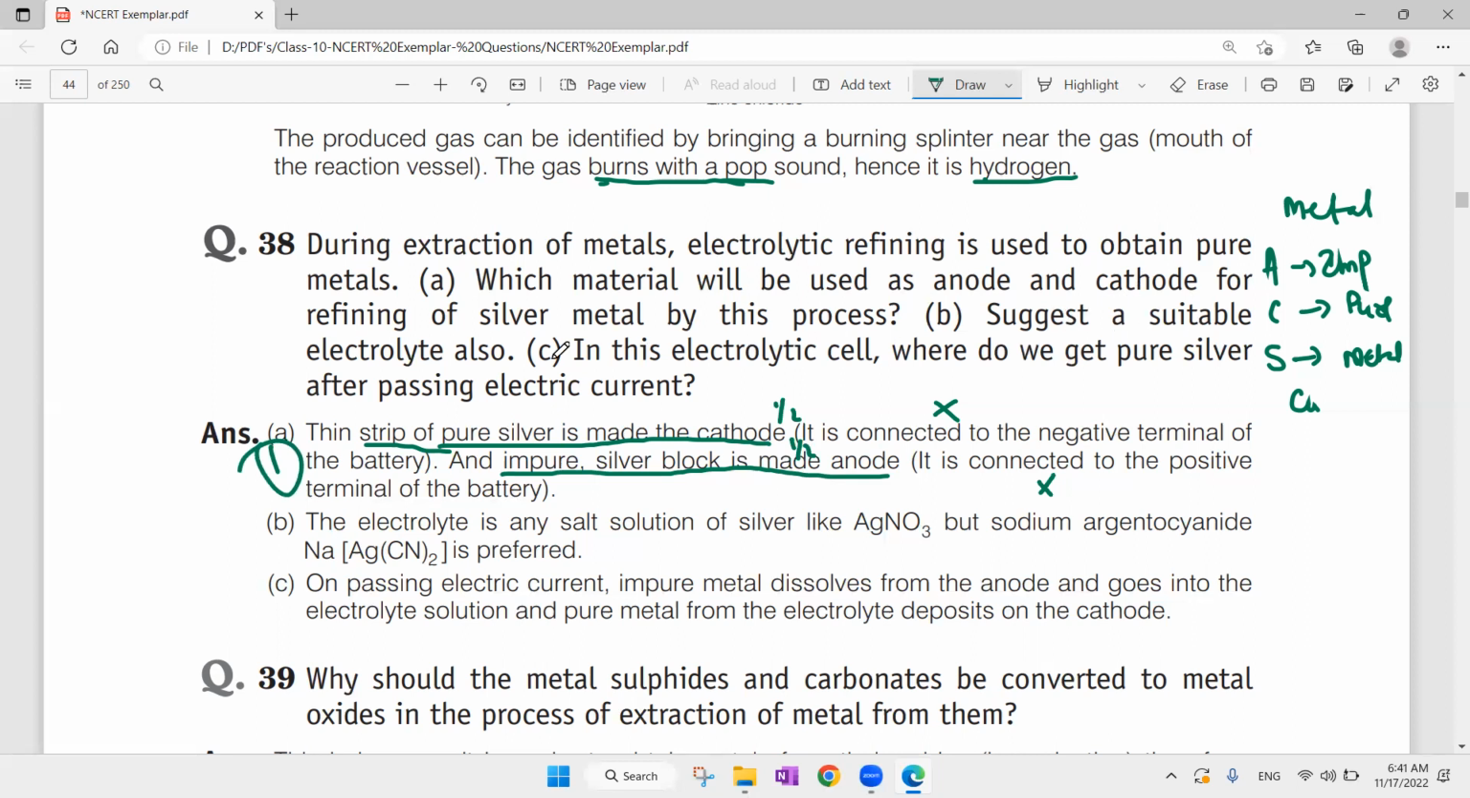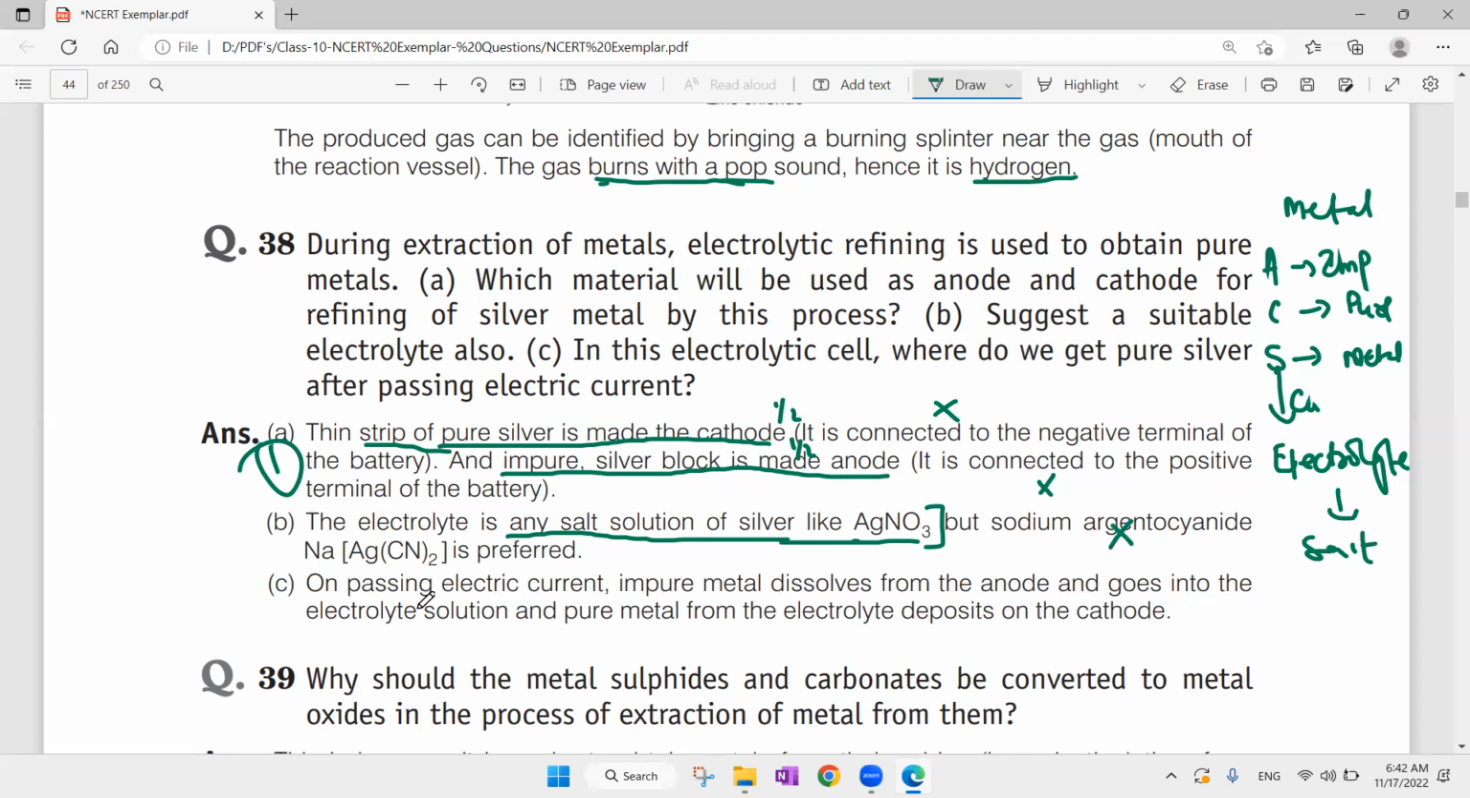Suggest a suitable electrolyte also. While coming to this solution, the solution we are calling the electrolyte. So the electrolyte must be a salt of that particular metal. The electrolyte is any salt solution of silver, maybe silver nitrate, something like that. Here, sodium argentocyanide is preferred, but you go with just until here. This is more than enough, because this sodium argentocyanide is not there in the textbook, so no need to write this. Leave it.